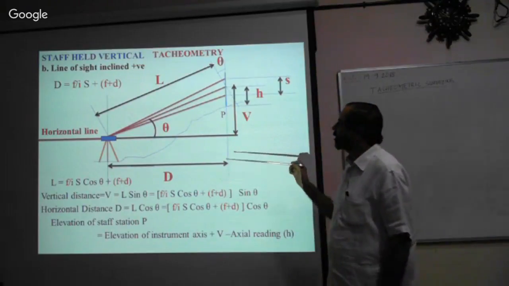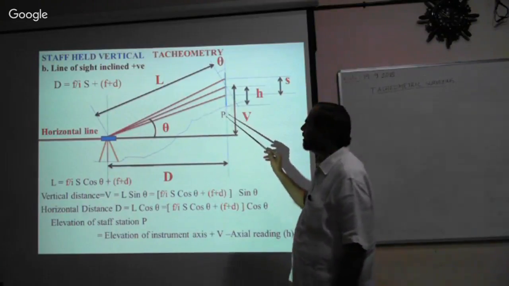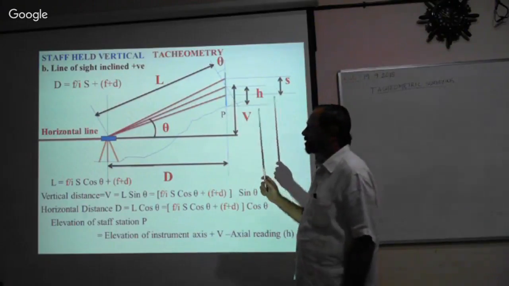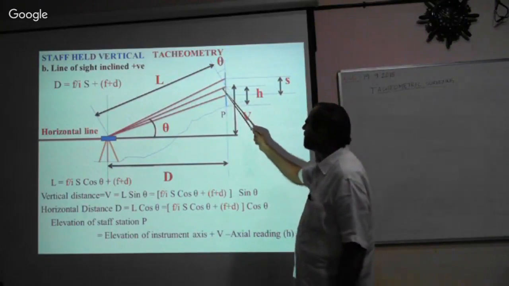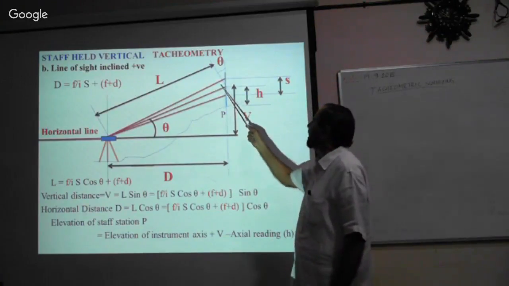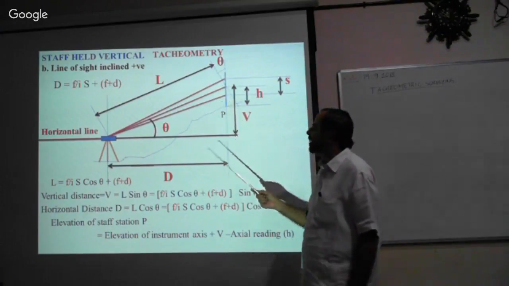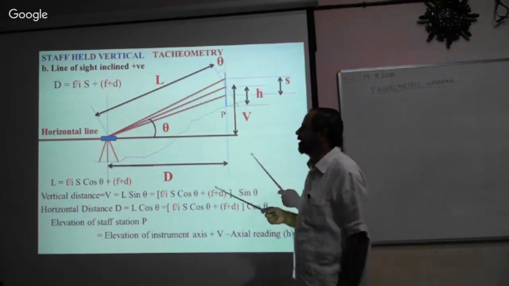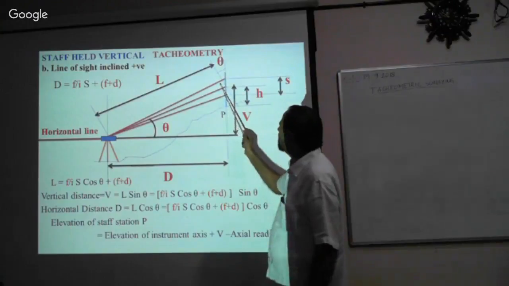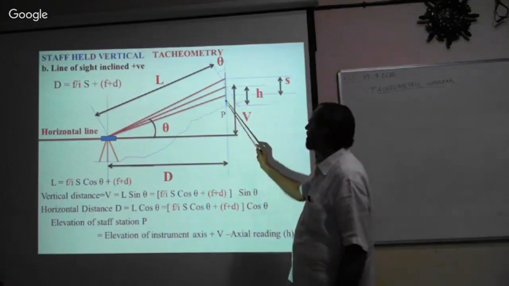Now, this is the Stadia method. The line of sight is inclined and the stop is held vertical. Please remember this. When we read three stop readings, it becomes the Stadia method, Stadia readings. In the Stadia method, the line of sight is inclined and the stop is held vertical. Please remember this.